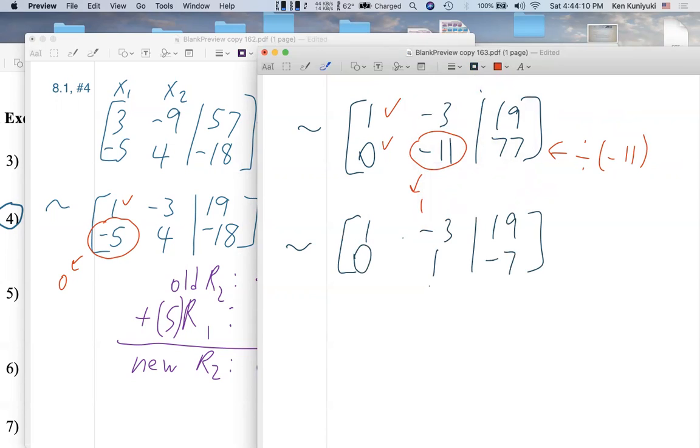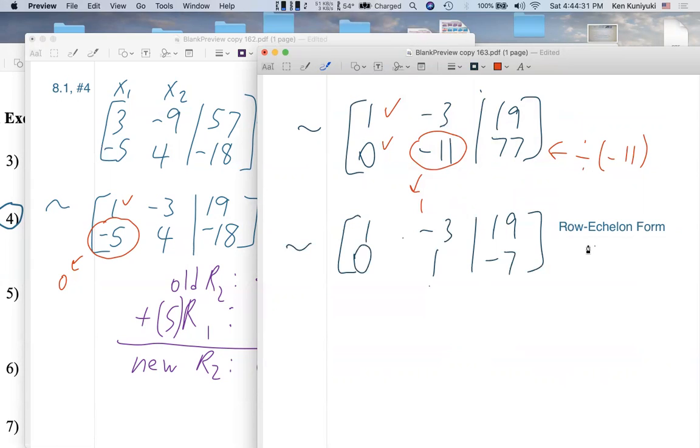-7. Good. Double checking that it's a -7, I could have easily gotten the wrong sign. And this is in row echelon form. So now we can write up the system and back substitute, right?